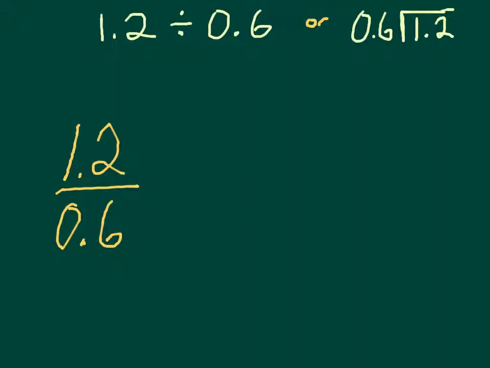And this is going to be a lot easier for me to divide if I can change this so that instead of a decimal down here and probably up here, I've got a whole number. So I remember that if I multiply by 10, and if I do it to the bottom, I got to do it to the top. When I multiply by 10, that's just going to move the decimal one place over.